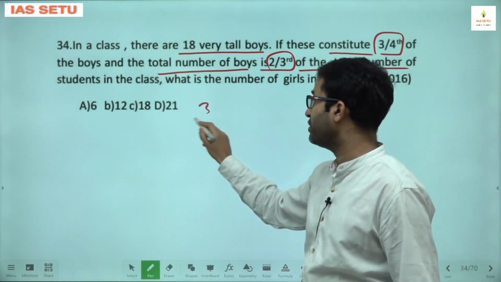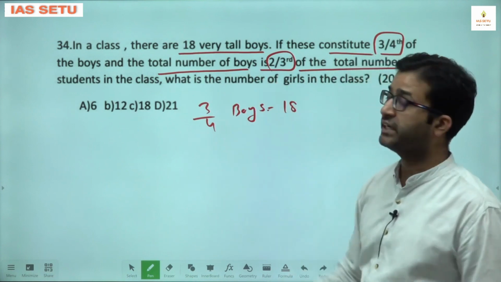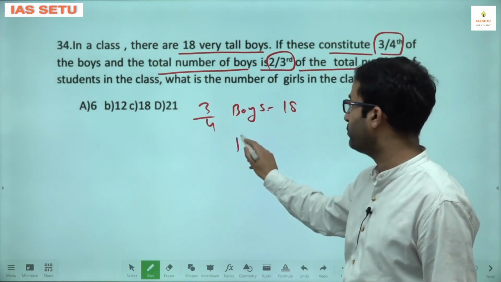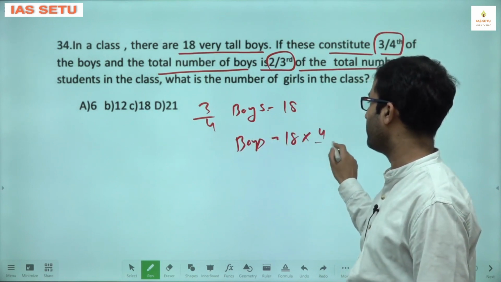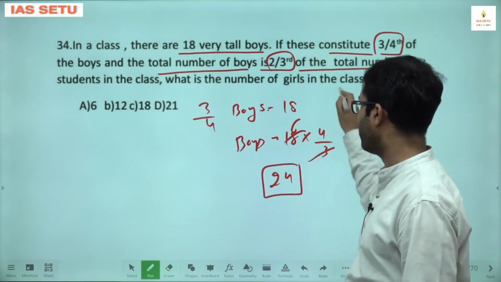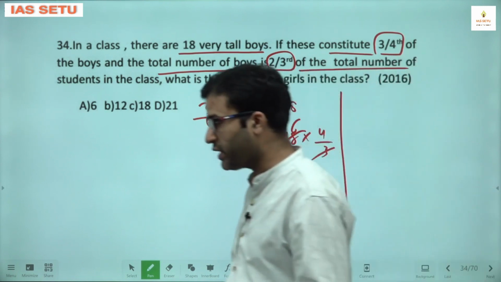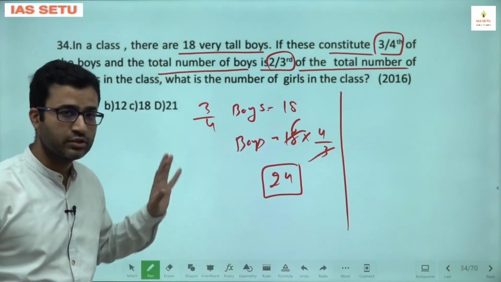So 3/4 of the boys are 18. So this 18 is 3/4 of the boys. So how many boys? You take the other side, so it will be 4/3. So it is 6 into 4, 24 boys. Step number 1. If 18 boys constitute 3/4 of the number of boys, so number of boys is 24.